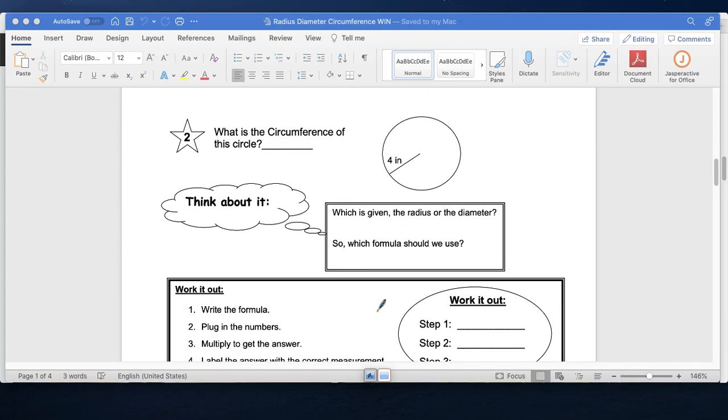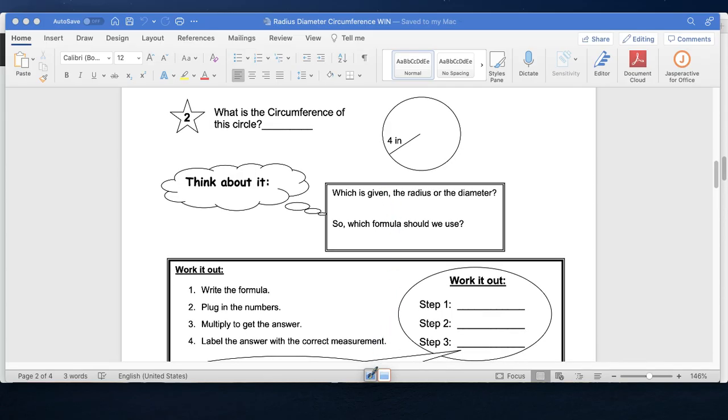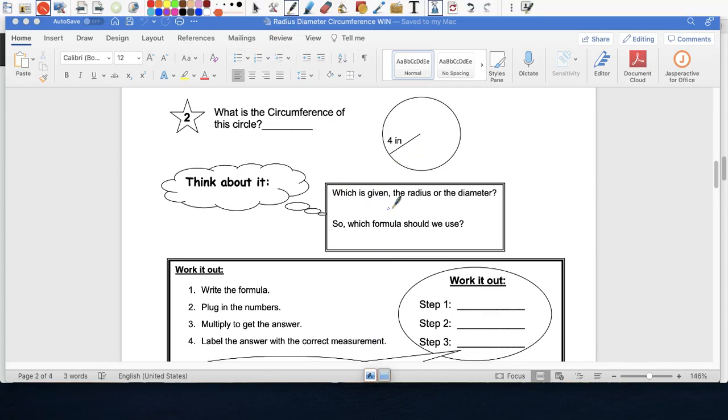Next question. What is the circumference of this circle? All right, let's start from the beginning. What's given to us? Well, the radius is given to us. This is the radius. I'm going to label that the radius equals 4 inches. Which formula should I use? Well, I'm going to use the one that has radius. So C equals 2 times pi times the radius. So we're going to write the formula again, and I'm going to plug in the numbers. So instead of R, I'm going to replace that with 4, and everything else will stay the same.